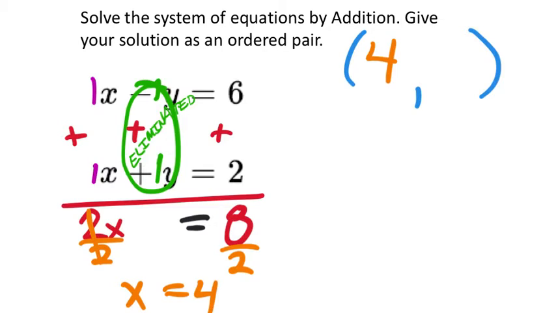Could you? Yeah, you should get the same value, by the way, okay? But we'll get to that. So I'm going to choose the second equation to solve for the corresponding y value, x plus y equals 2, and I'm going to replace the x now with 4.